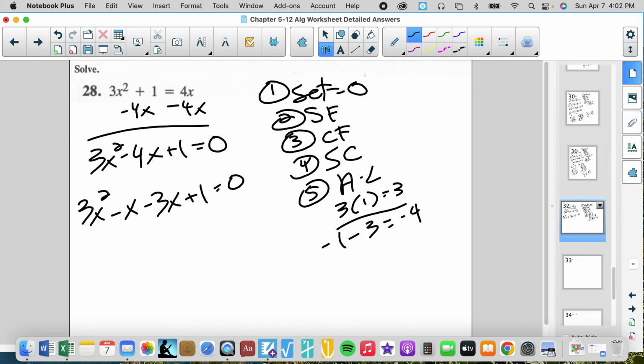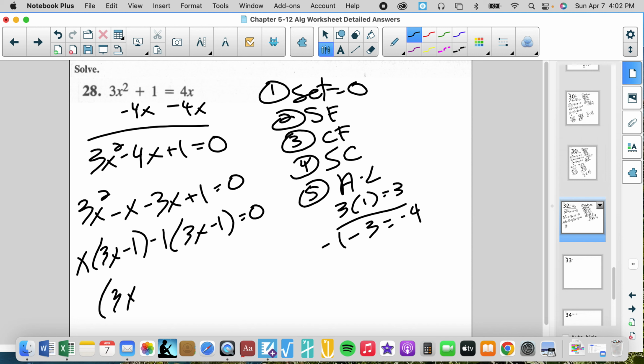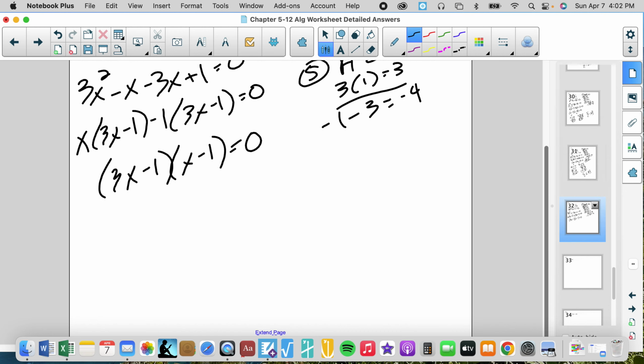Ooh, that's a good one. X gives me 3x minus 1. Negative 1. 3x minus 1. That was a little tricky. A lot of students struggle with factoring out that negative 1. So this is a good tester. Do you recognize that one?